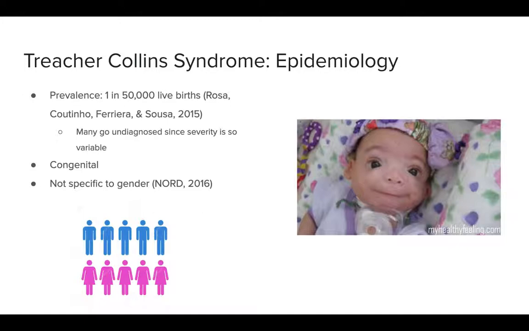So for epidemiology, the prevalence for Treacher syndrome is 1 in 50,000 live births. However, as I mentioned before, because of the high variability of symptoms presenting, the prevalence could be a little bit more because of the cases that are not documented or not diagnosed, because they're so mild that they kind of fly under the radar. So that's something to consider when looking at the prevalence as well.